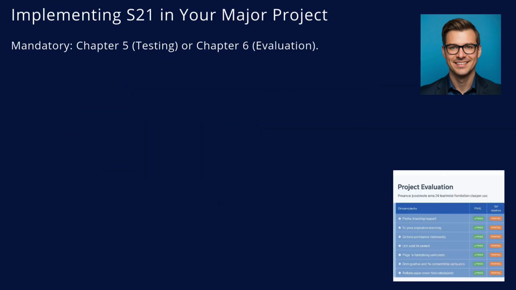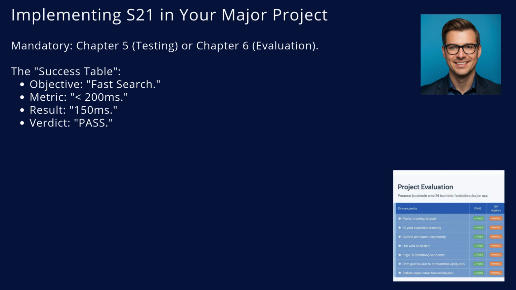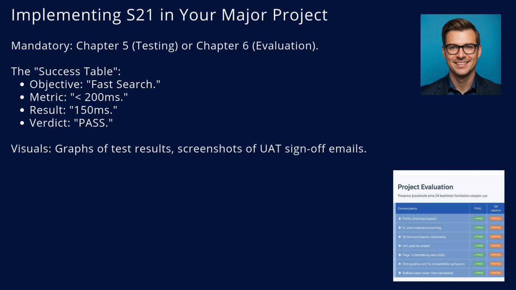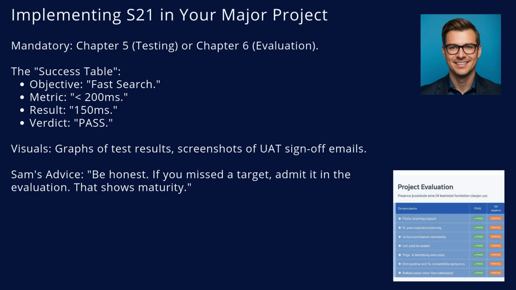In your major project, S21 is your evaluation chapter. Create a success table. List your original objectives from Chapter 1. List the metric you chose to measure them. List the actual result. And finally, the verdict, pass or fail. Include visuals, graphs of your load tests, screenshots of thank you emails from users. My advice, be honest. If you aimed for 100 milliseconds and got 150 milliseconds, write partial pass and explain why. Assessors respect honesty and analysis more than fake perfection.